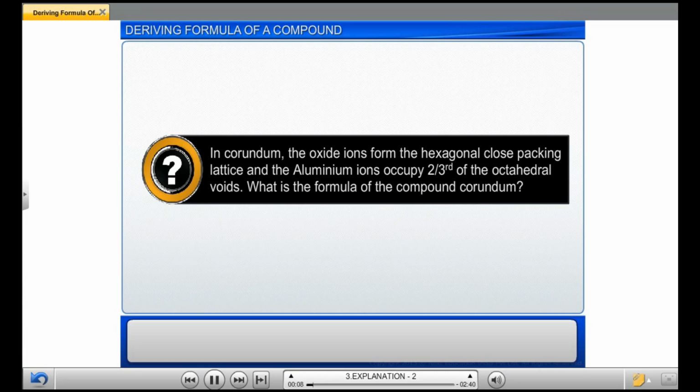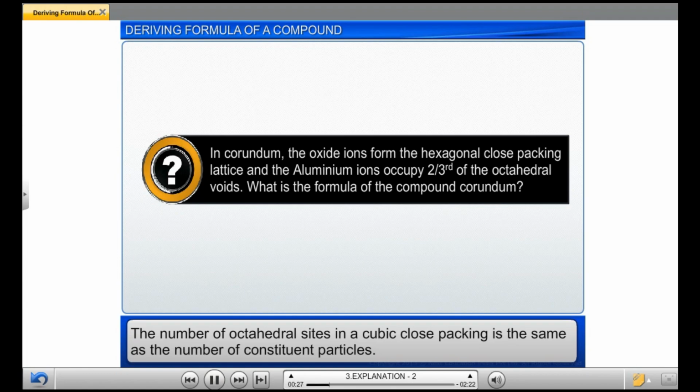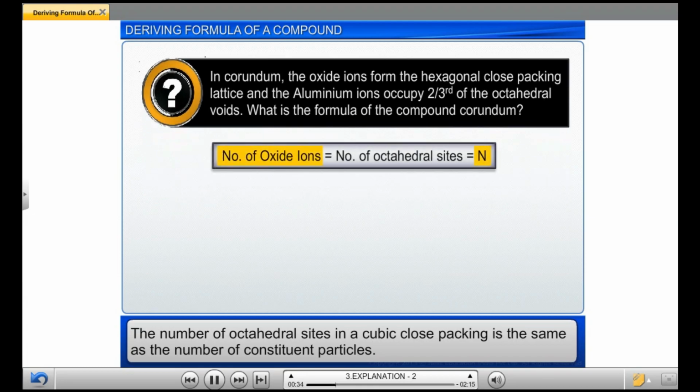In corundum, the oxide ions form the hexagonal close packing lattice, and the aluminium ions occupy 2/3 of the octahedral voids. What is the formula of the compound corundum? You already know that the number of octahedral sites in a close packing is the same as the number of constituent particles. Now, if N oxide ions form the crystalline lattice, the number of available octahedral sites is also N.